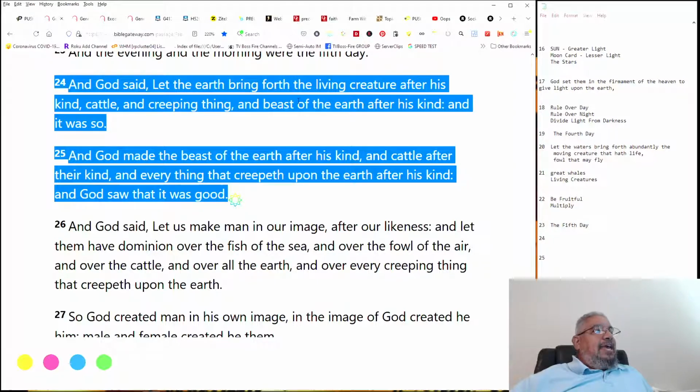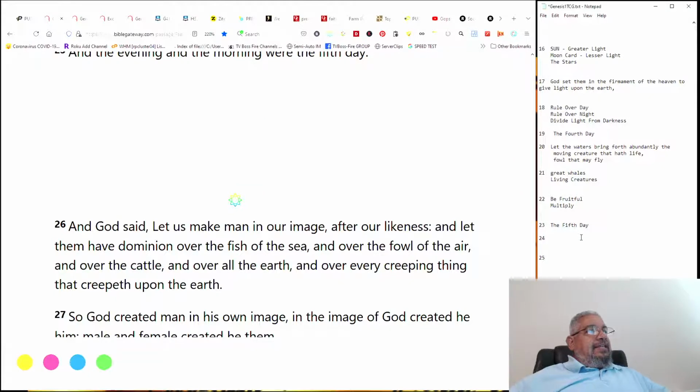Okay, so we have the 5th day, then the 24th, we have a living creature. I'm going to put this down real quickly. Living creature. We're going to finish right after this. I'm going to finish with man.